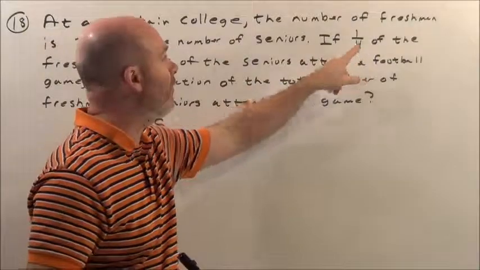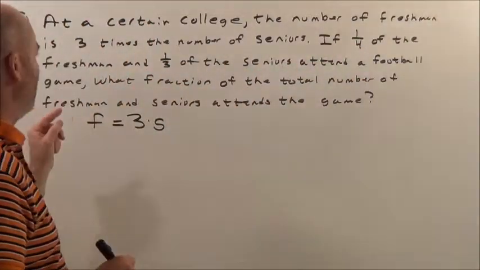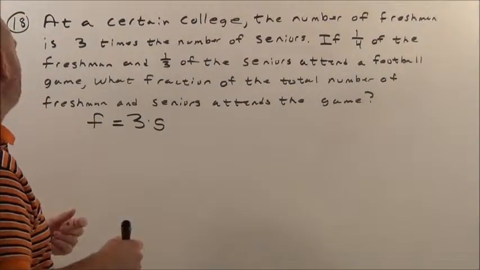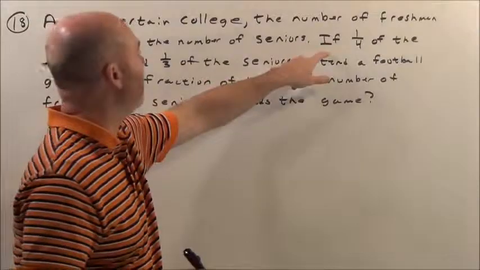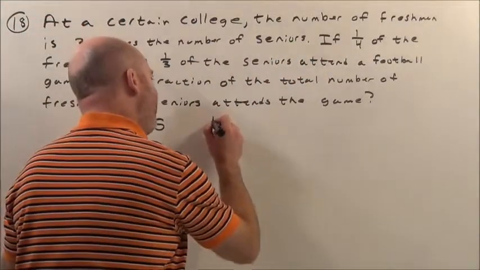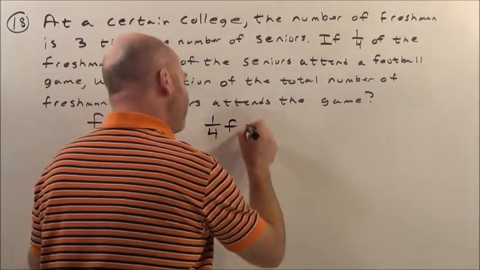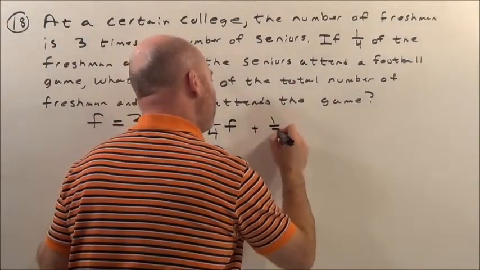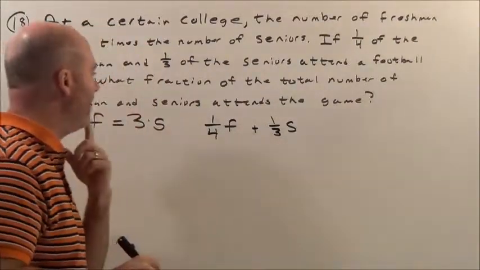Now it says if a fourth of the freshmen and a third of the seniors attend a football game, what fraction of the total number of freshmen and seniors attends the game? So let's think. I got a fourth of all freshmen and a third of the seniors. So plus a third of the seniors. That's how many are at the game.